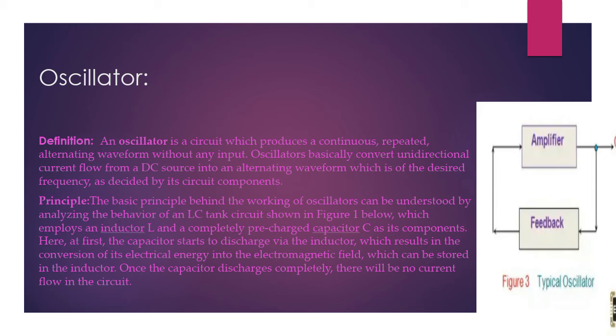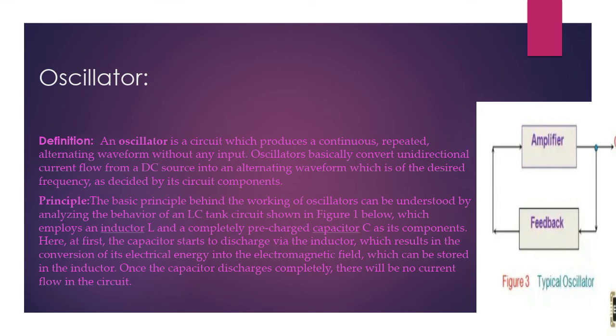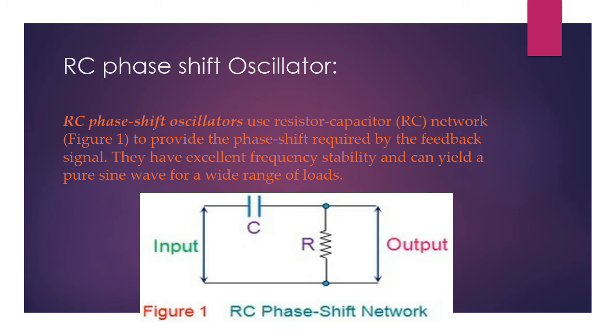Here, the block diagram shows the oscillator. It is nothing but an amplifier with its output connected to the input with a feedback. Coming to the RC phase shift oscillator: it uses a resistor-capacitor RC network to provide the phase shift required by the feedback signal. They have excellent frequency stability and can yield a pure sine wave for a wide range of loads.